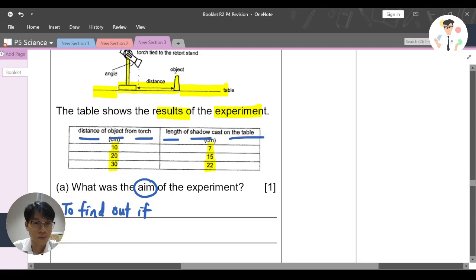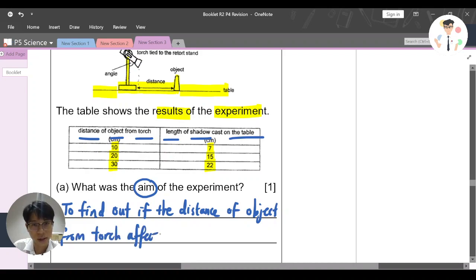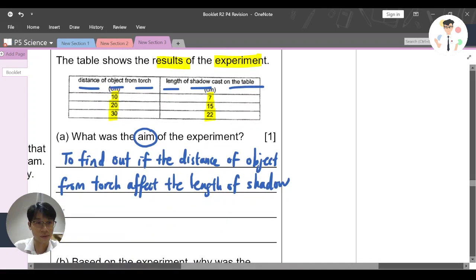So the aim of the experiment will be to find out if the distance of the object from the torch actually affects the length of shadow cast on the table. Okay, so that is basically the aim of our whole experiment.